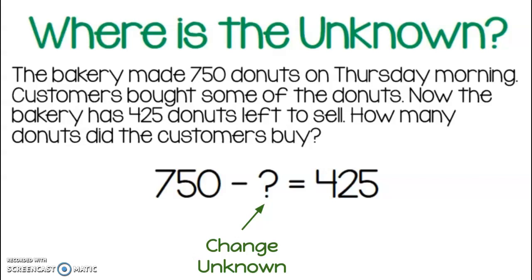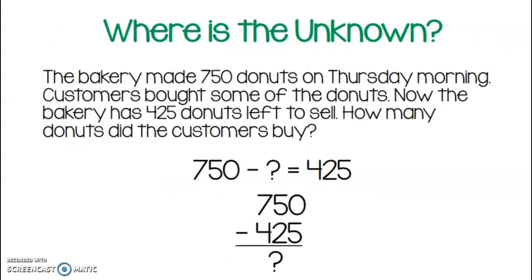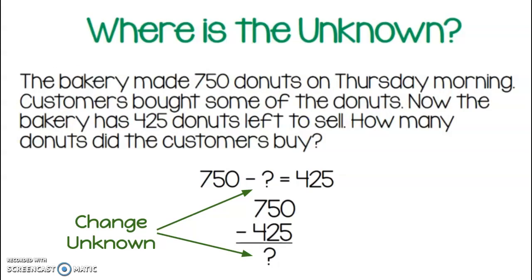Do we know how many donuts they bought? No, we don't. How could we find the unknown number? We know the total number of donuts for sale is 750, and we know there are 425 left. To find the unknown number, we need to subtract 425 from 750. Now, when we subtract, the answer we get is the number of donuts that the customers bought, which is the unknown change in the problem.